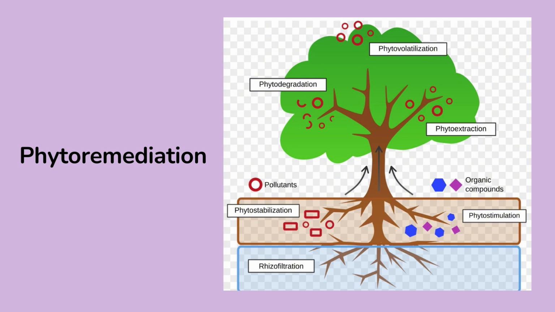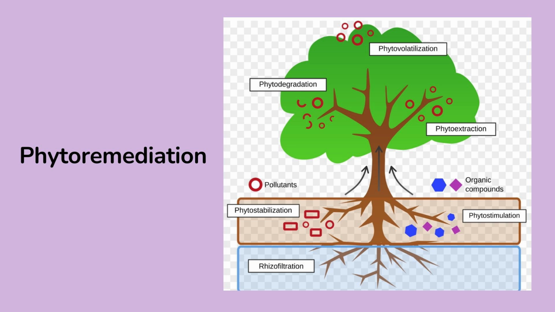Rhizofiltration is similar to phytoextraction, but the plants used for cleanup are raised in greenhouses with their roots in water. Phytovolatilization is the process where plants take up water-containing organic contaminants and release the contaminants into the air through their leaves. Phytostimulation refers to the enhancement of plant growth and development through the use of biostimulants. These biostimulants can be natural or synthetic compounds such as plant hormones or beneficial microorganisms such as mycorrhizae or rhizobacteria or other organic compounds.